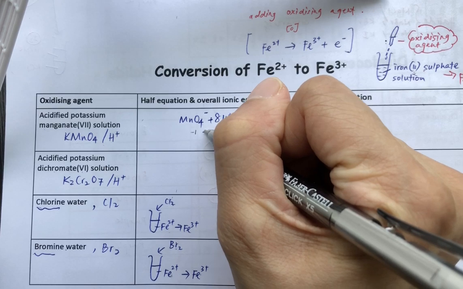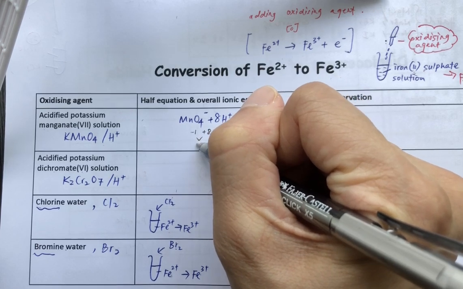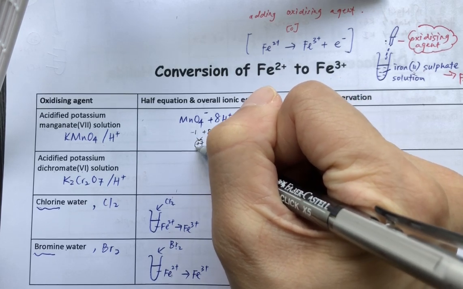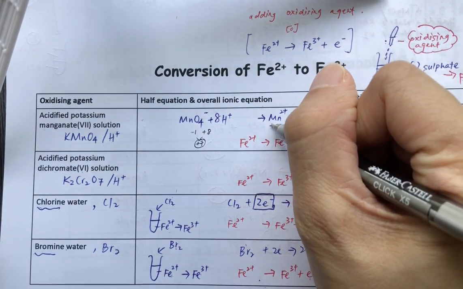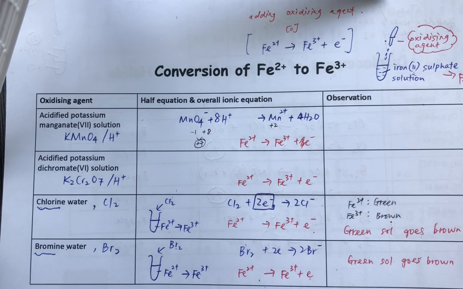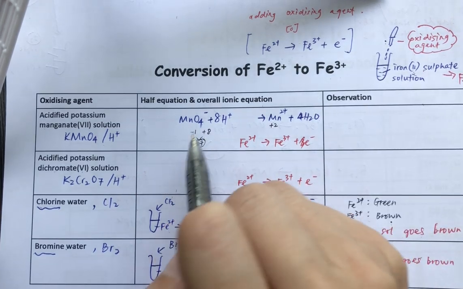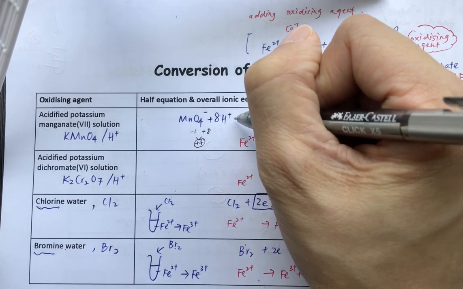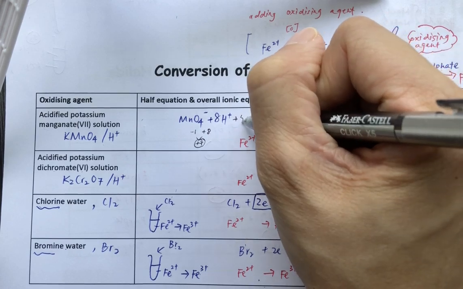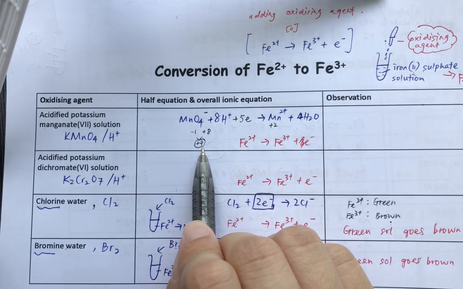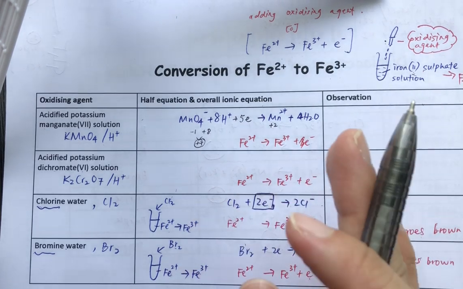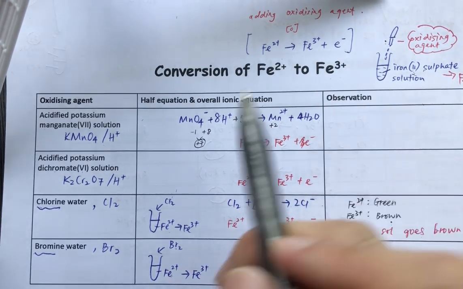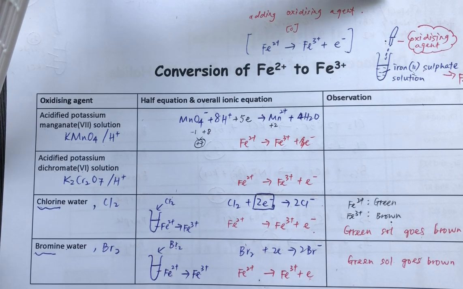And this is a positive 8. That makes a total charge on this side positive 7, whereas on this side the charge is only plus 2. So which side is more positive? Left-hand side more positive, right? So I'm going to add electrons here. It will be 5 electrons because the difference between 7 and 2 is 5. So this is how I write the half or ionic equation for manganate ion.